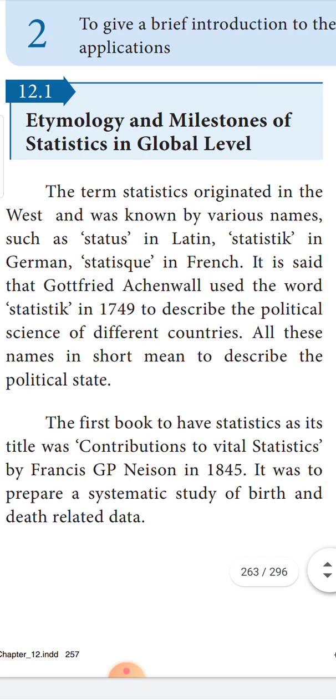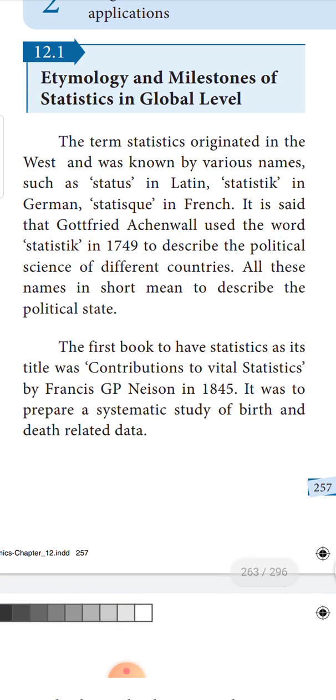See the term statistics. It originated in the West and it is known by various names. It is known as status in Latin, statistik in German, statistique in French also. With respect to English usage, we say it as statistics. Both the plural meaning and the singular meaning are represented as statistics only. Like how physics is written. Physics, you cannot say that it is plural. Even if it is a singular word, it ends with S only. Like that, statistics, though it is ending with S, takes up the singular meaning as well as the plural meaning.